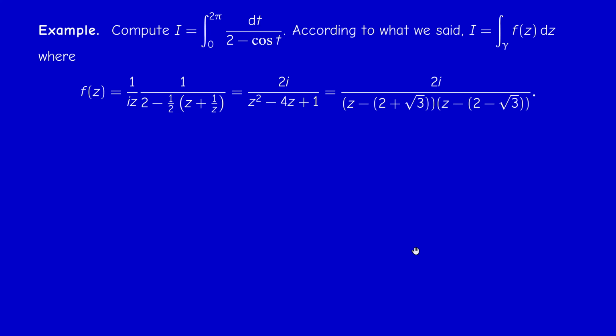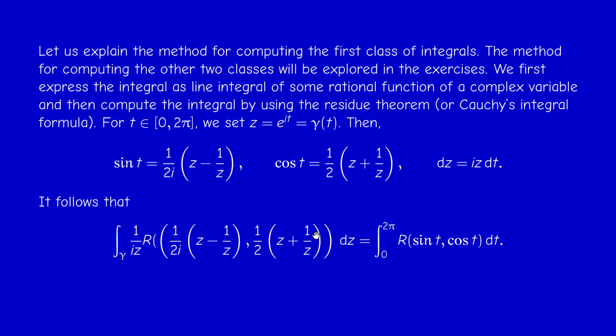Okay, so let us give an example. For example, compute the integral from 0 to 2 pi of 1 over 2 minus cosine t. How do we find the function of a complex variable that we need to integrate? We follow the general methodology. We replace cosine by (z plus 1/z) over 2. But we need to divide by iz, because when we do the change of variables, we must multiply by the derivative, so i e^{it}.